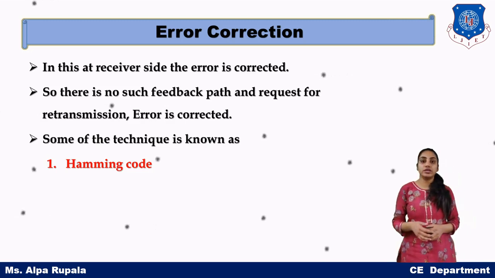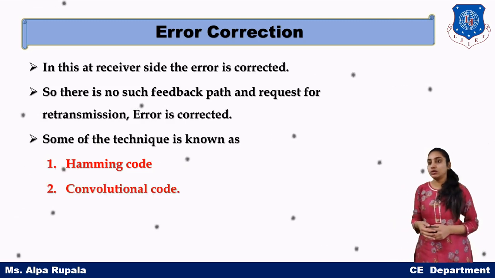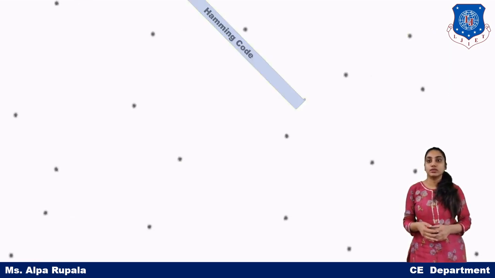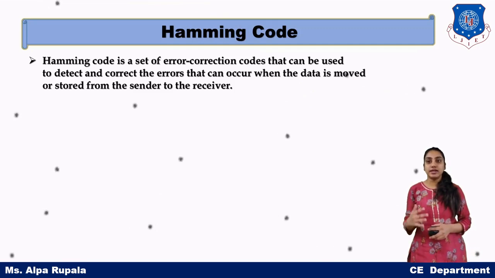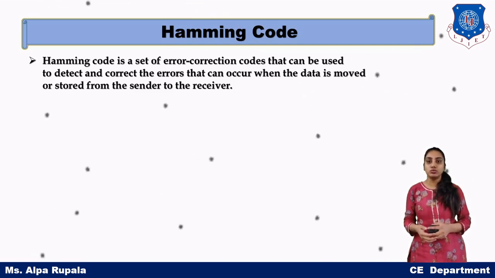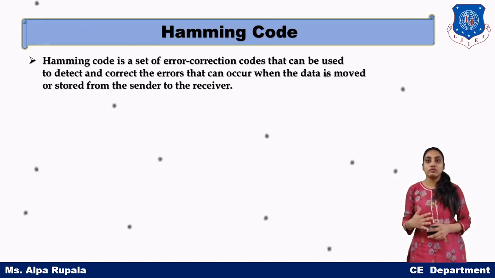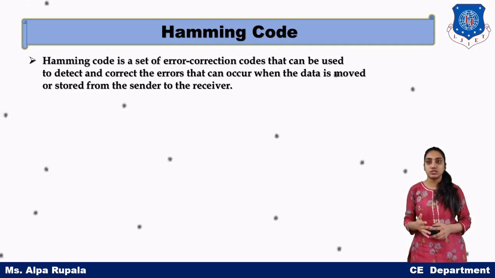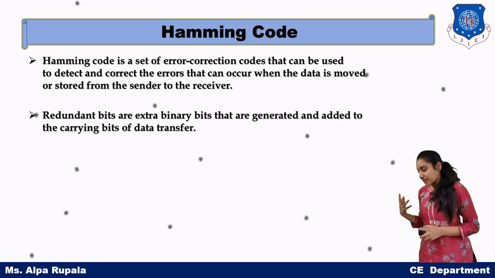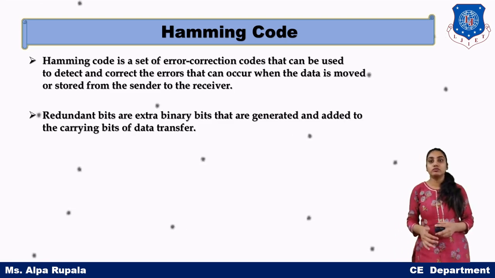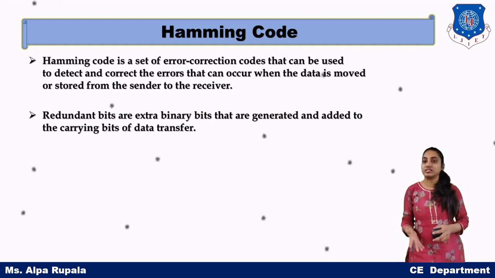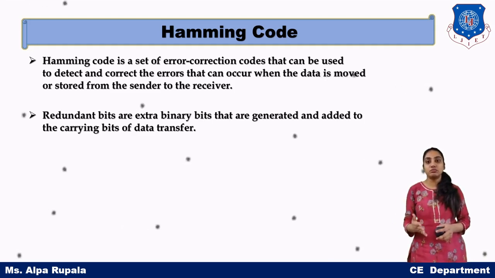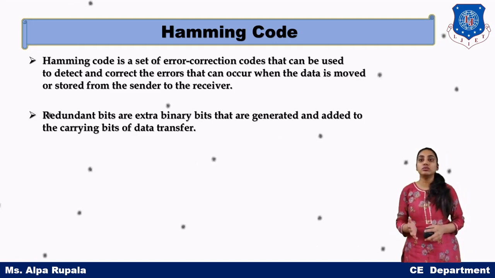Some of the techniques of error correction are Hamming code and convolution code. So our first topic is Hamming code. The Hamming code is a set of error correction codes that can be used to detect and correct the error that can occur when the data is moved from sender to receiver. Some extra or redundant bits need to be added into the data before transmission, and the added extra parity bits are transmitted from the sender to receiver.